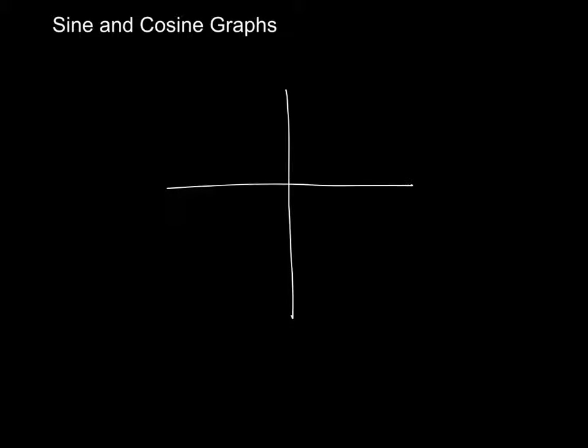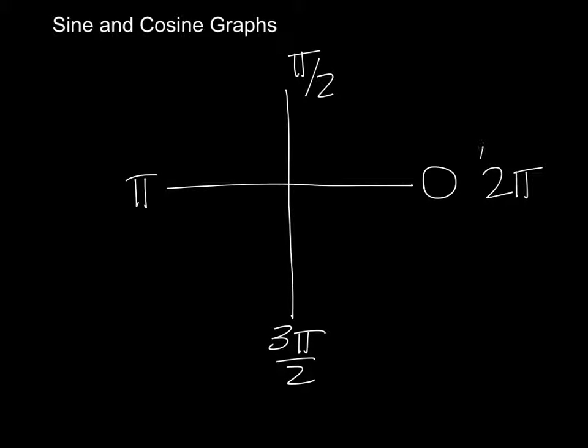Okay, the story of graphing sine and cosine goes back to the x and y axis in radians. We graph in standard position, starting at 0 radians, and then pi over 2 radians, and then pi radians, and 3 pi over 2 radians, and then completing the circle at 2 pi radians.